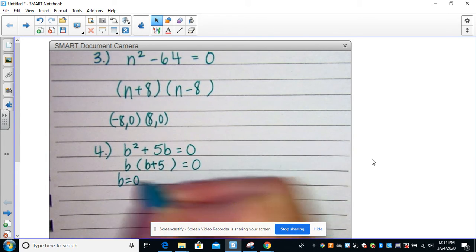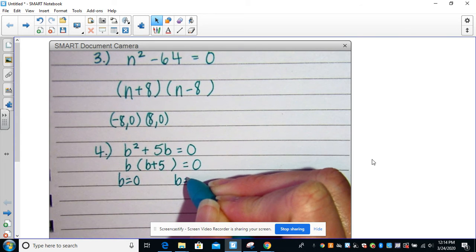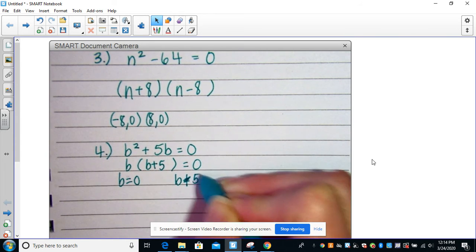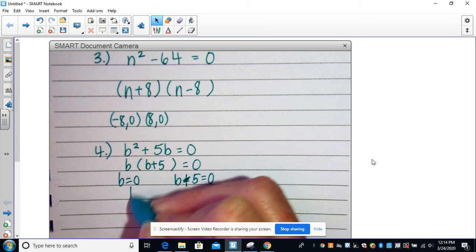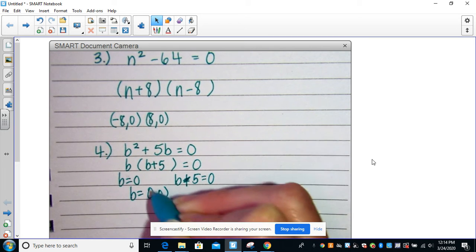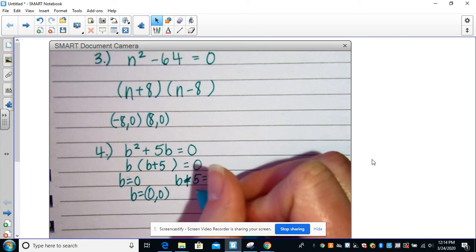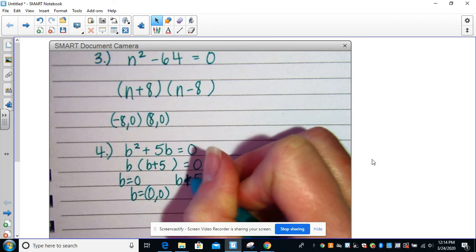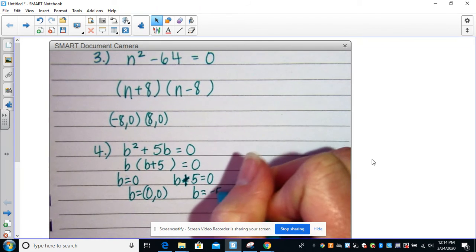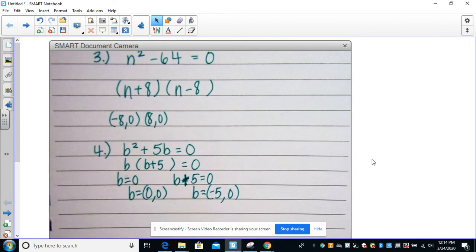Set both of them equal to 0. X plus 5 equals 0. So this one's just going to be b equals 0. So it would be 0, 0. And this one would be b equals, this was a plus, bring it over, it's going to be a negative 5, 0. And those are your 2 points.